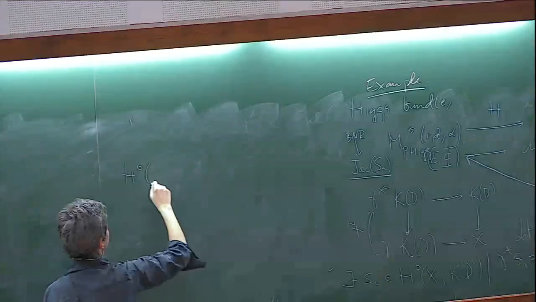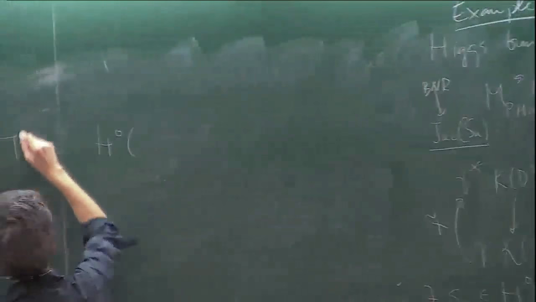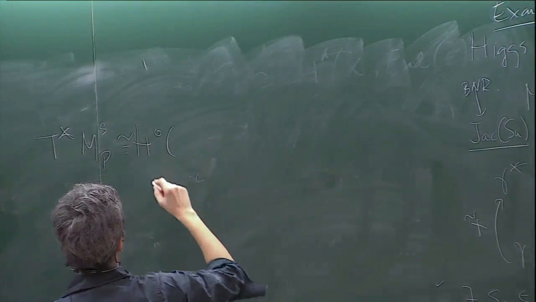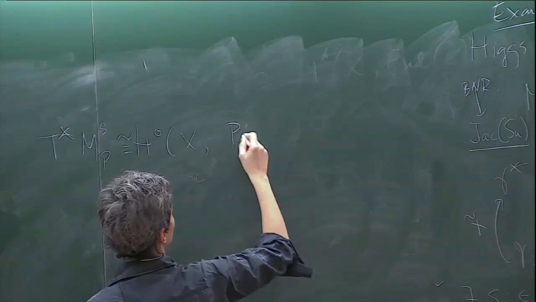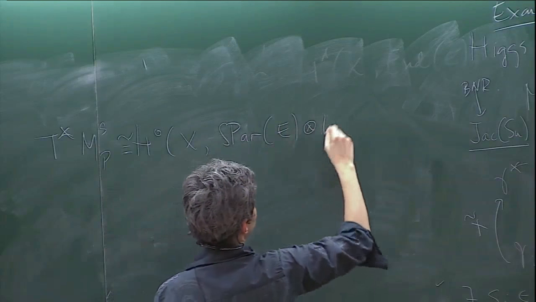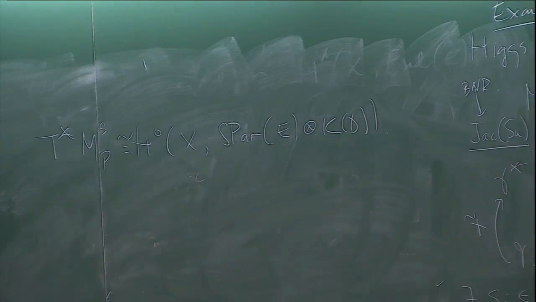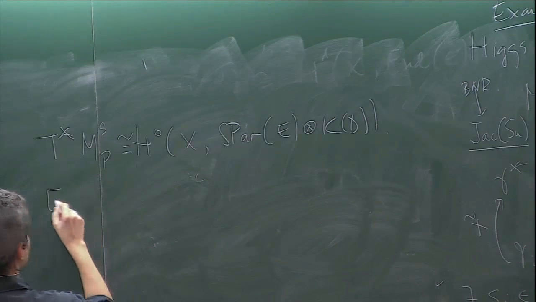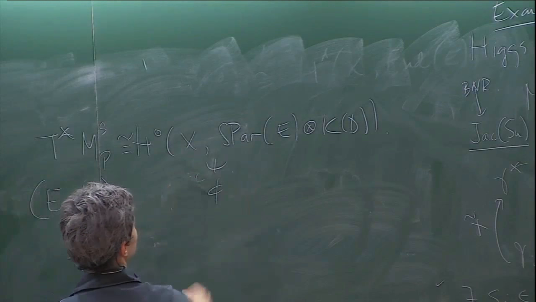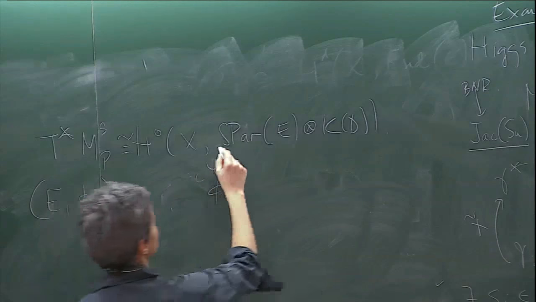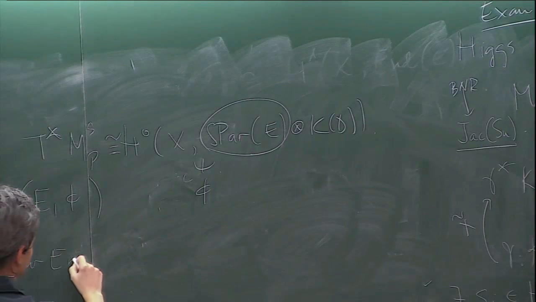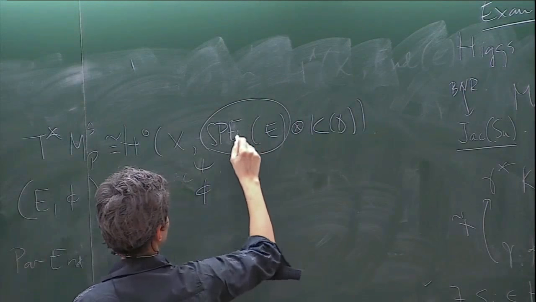The parabolic case gives you something like this. You will have the cotangent of the moduli space of parabolic bundles is isomorphic to, I'm sorry, I forgot, these guys. So a parabolic Higgs bundle has your Higgs field belonging to this. What is this SPar? SPar means that you have a parabolic endomorphism. Maybe you prefer endomorphism.